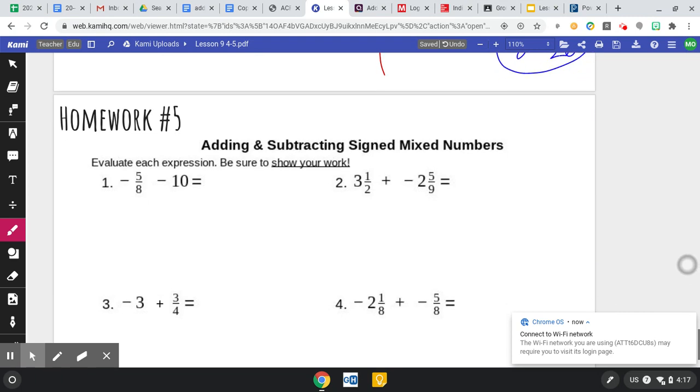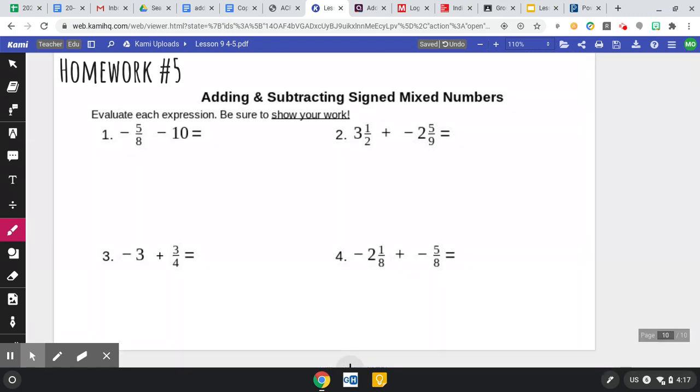And then you have a worksheet of 9 problems. Okay. You need to evaluate each expression and then be sure to show your work. Okay, that means you need to be showing that you are making sure they have common denominators. If you are regrouping, you are showing your regrouping. You are showing that you are simplifying your answer because it will always be in simplest form.